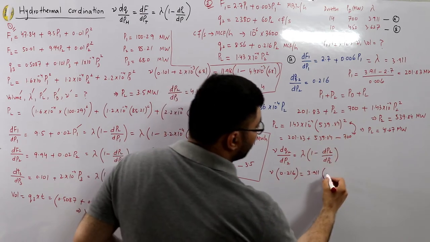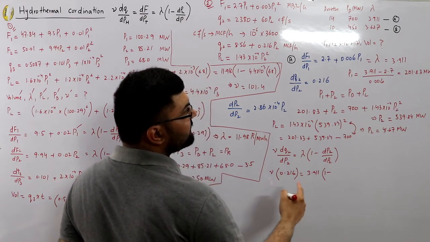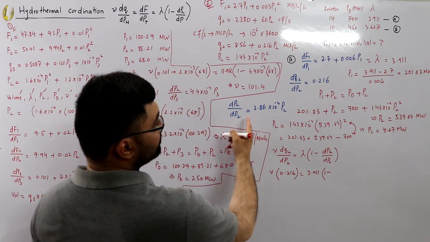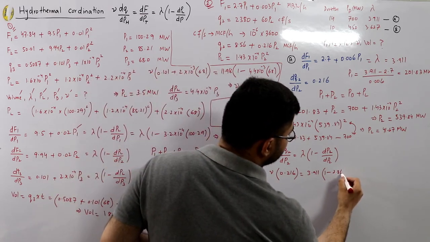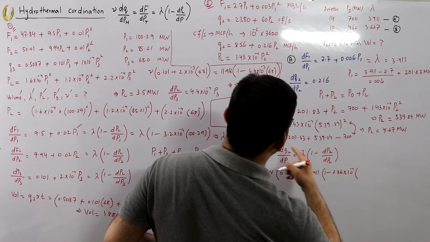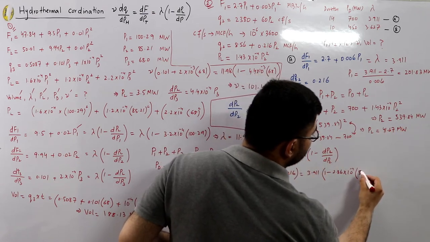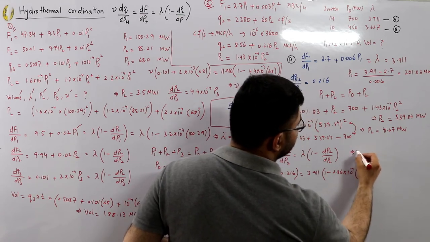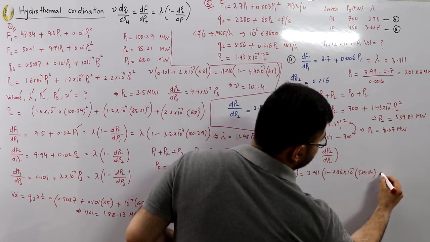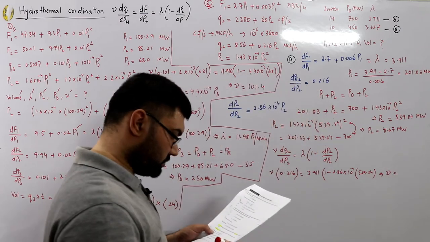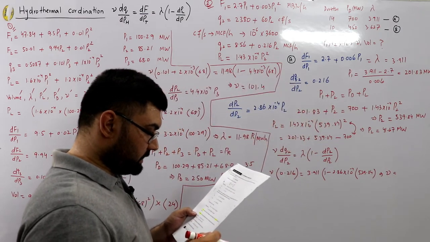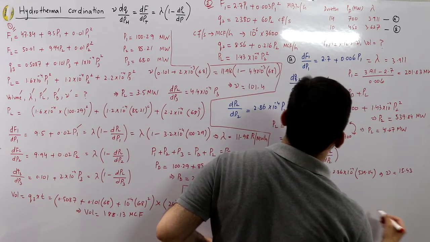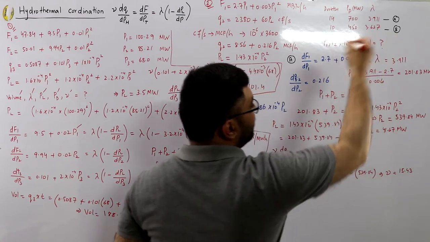3.911 into 1 minus dpl with respect to dp2, which is 2.86 into 10 to the power negative 4 P2, and the value of P2 is 539.84. Can you not do the calculations by yourself? You can. This implies that mu comes out to be 15.43. Mu is done.